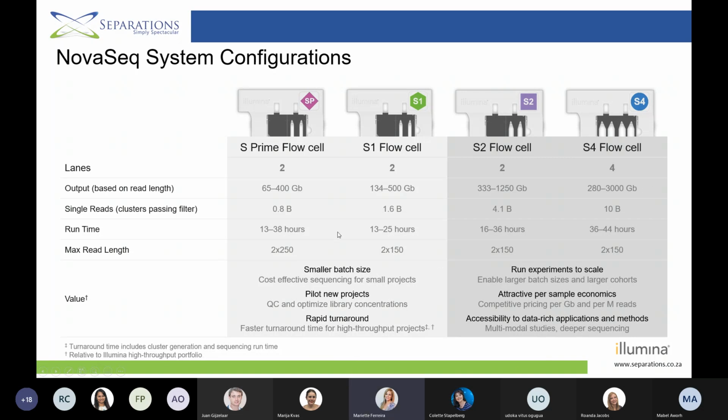Yeah, and then the runtime obviously also differs between your smaller and your larger flow cells, but you can run an S4 flow cell with 300 gigabases of data in approximately 44 hours.